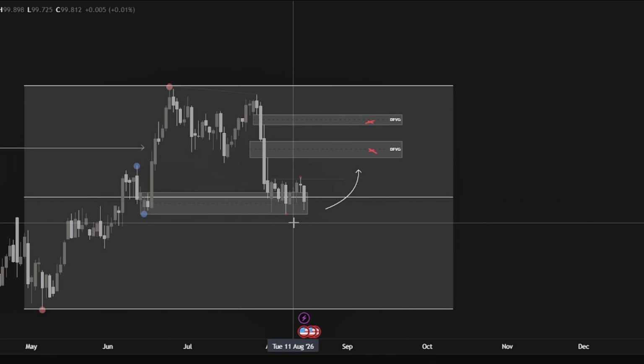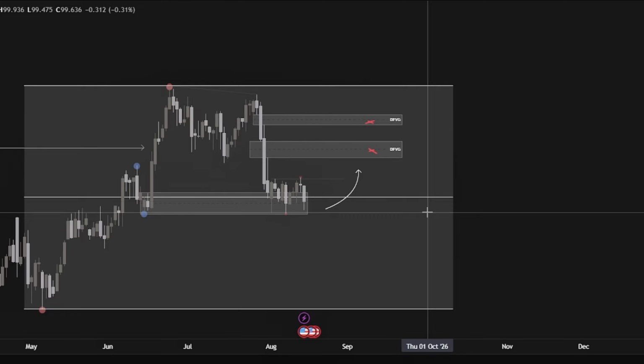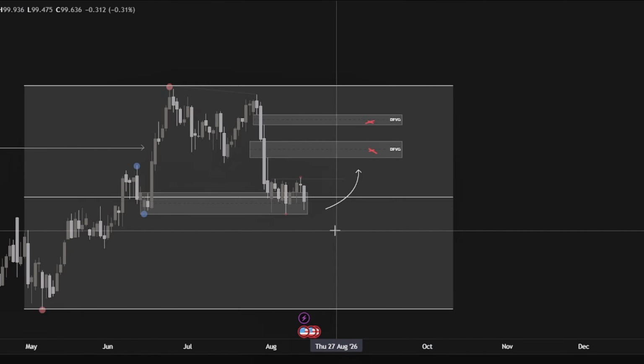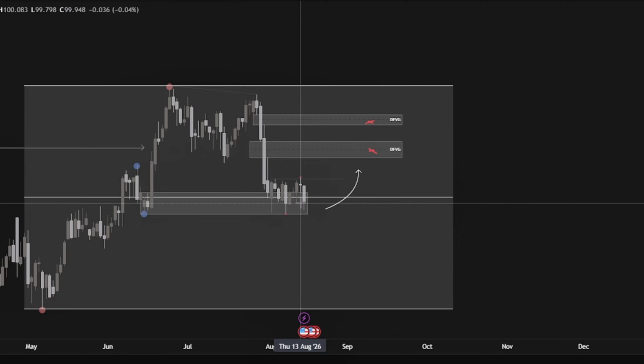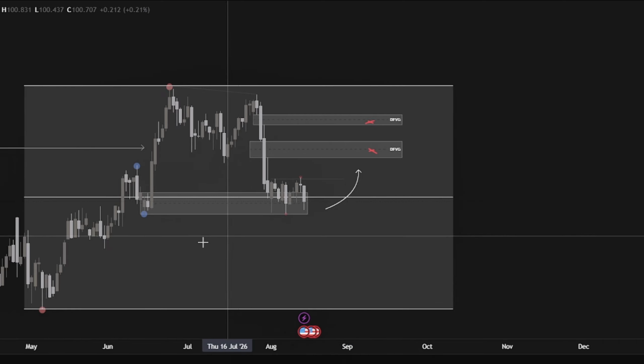So overall, going into next week on the DXY, I'm expecting that potentially price could react off of this level early in the week. We can put in the low of the week, and then we can start looking at taking those positions towards these FVGs.